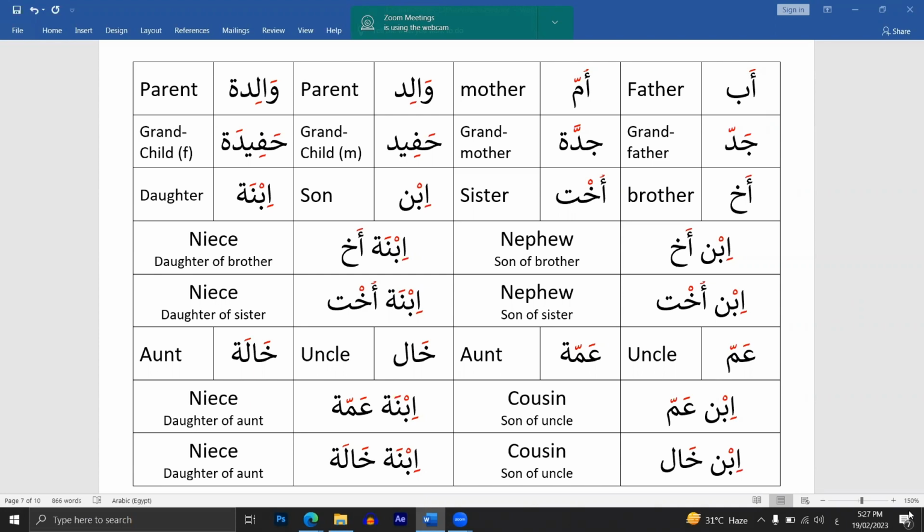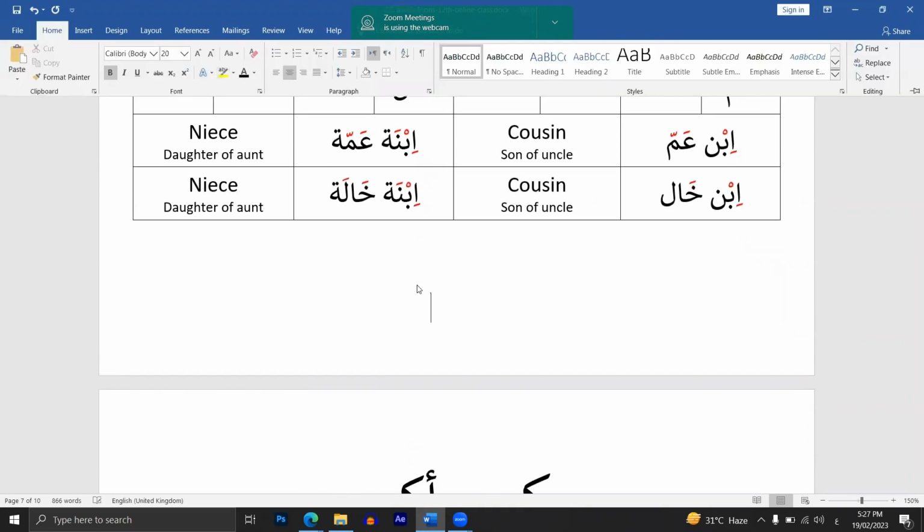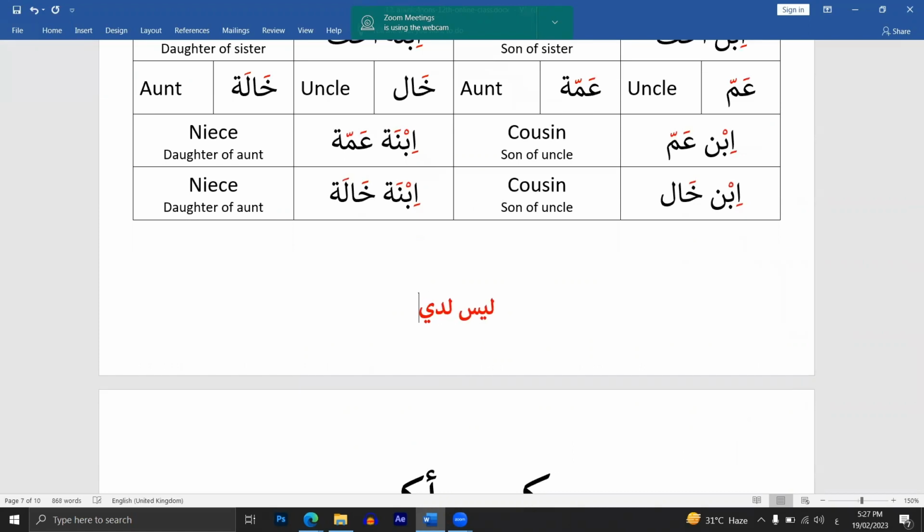Okay. So when I say I have no uncle, what do I say? Okay, you can say ليس لدي عم. Okay. Or ليس لدي أبناء. Maybe you are married and you are not yet blessed with children. ليس لدي أبناء. I have no children. Because ليس is used to negate nominal sentences.